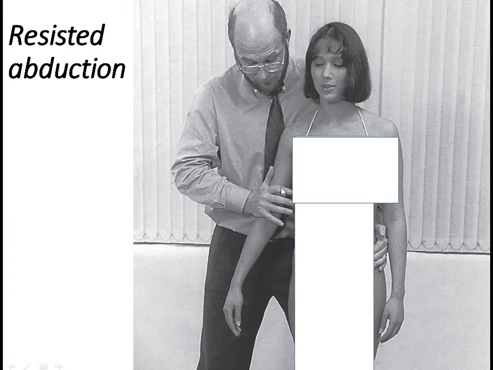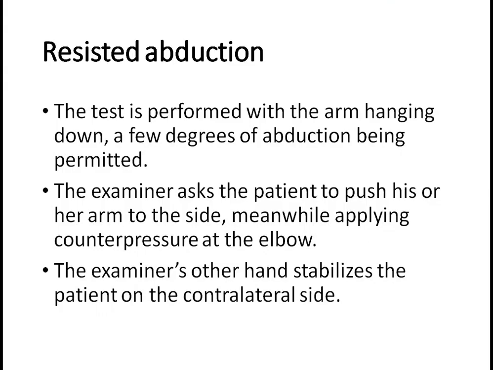Because when the patient is trying to counter the force of the therapist, there may be some pelvis shifting to the opposite side, to the contralateral side. To prevent that pelvis shifting, the therapist will put one hand on the contralateral side. So this was the resisted abduction. The examiner's other hand stabilizes the patient on the contralateral side.